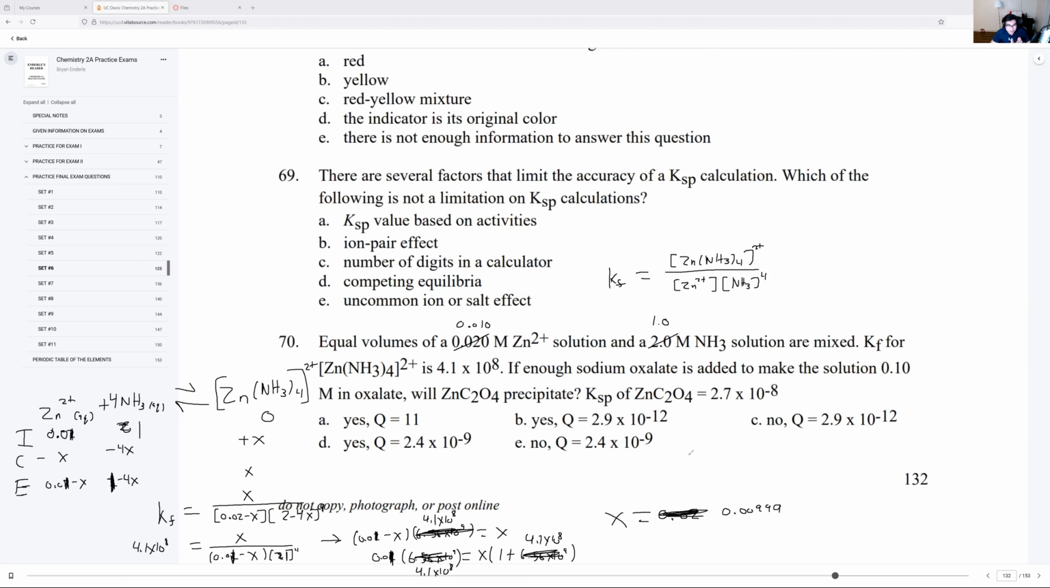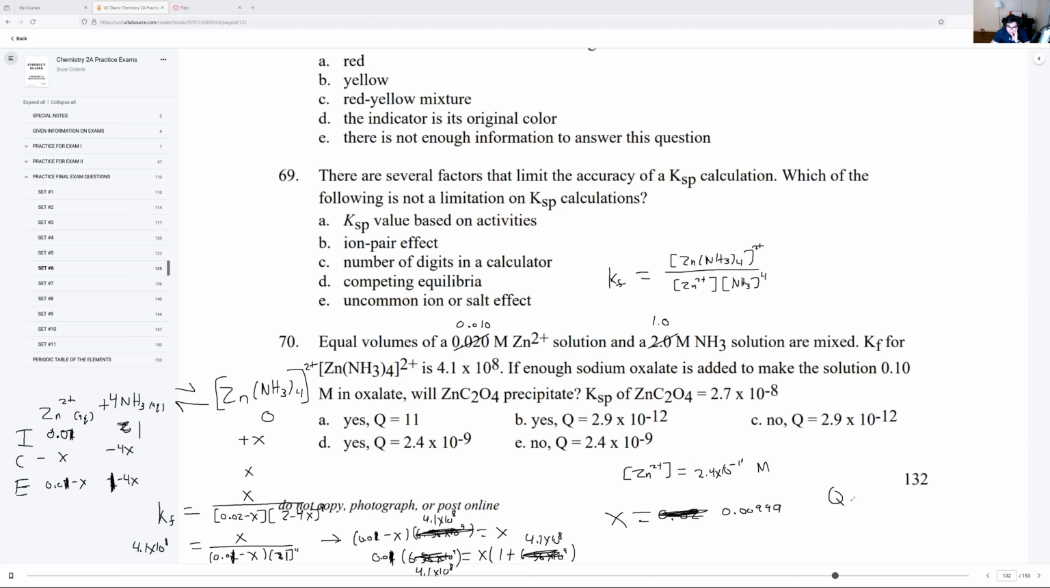So if you subtract this from 0.01, 0.01 minus that, you get 2.4 times 10 to the negative 11 for the amount of zinc left. So you get the amount of zinc left to be that, right? This is that 0.01 minus x. And then you can plug that into Q. So it looks like this is going to work out now.